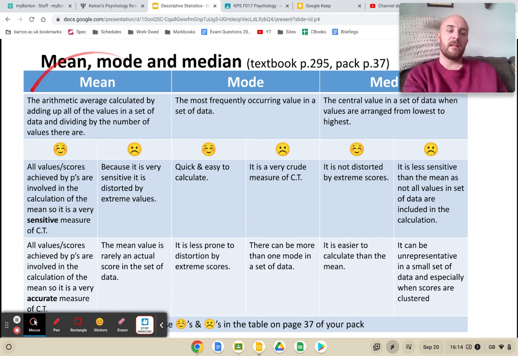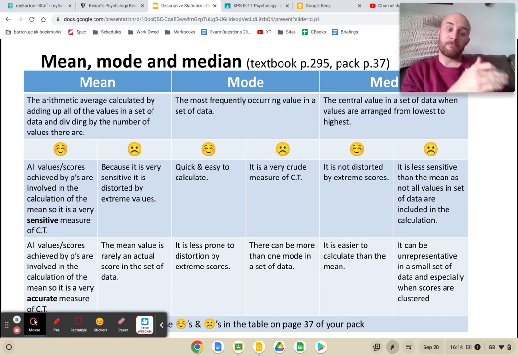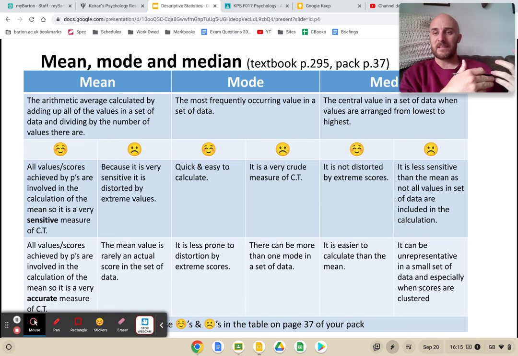It is the mean that is the most sensitive measure, and that is a good thing and it's a bad thing, by the way. It's a good thing because it means it takes all the values into account. It's a bad thing because it gets distorted by extreme values. So you need to know which of these are the most and least sensitive.